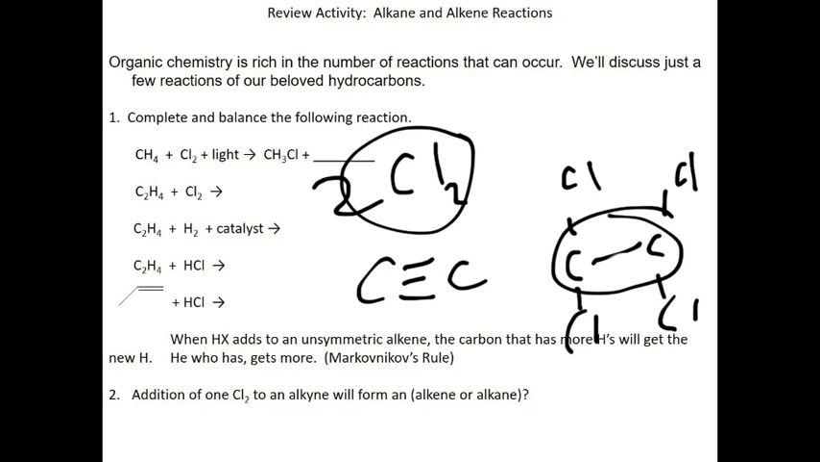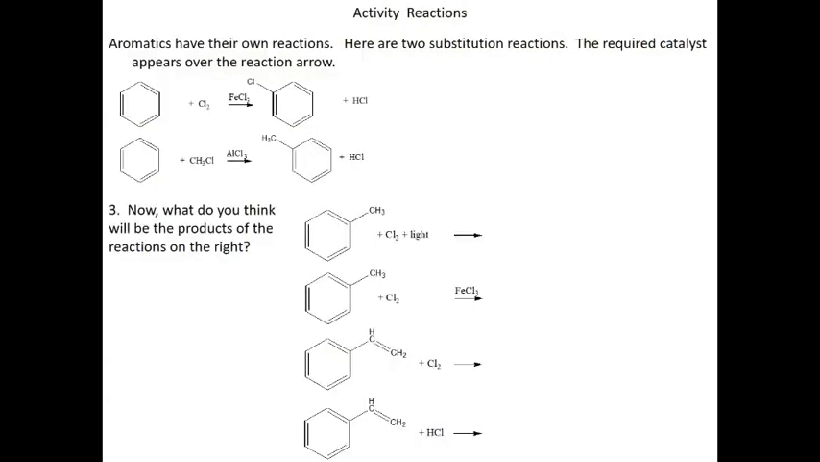Yes? So each time you add across a double bond or a triple bond, you're taking one of them away. Yes? If you got a triple bond, you can do it twice. If you got a double bond, you can only do it once. The second time, you break it. Yes? All right. That'd be an alkane if you added 2 of them.